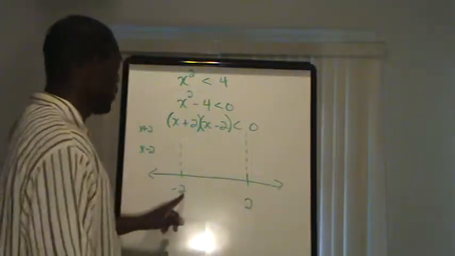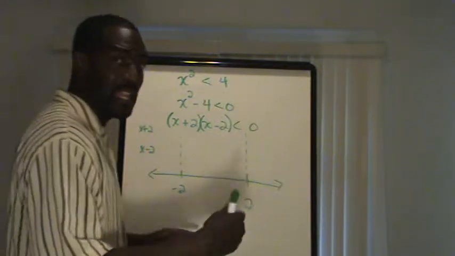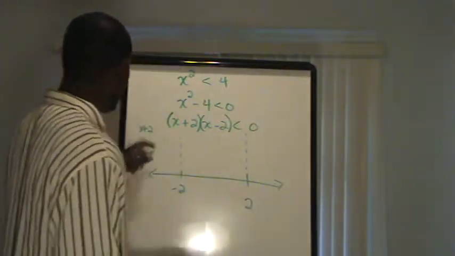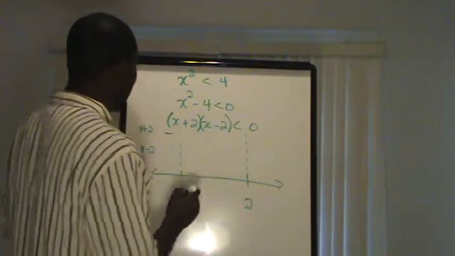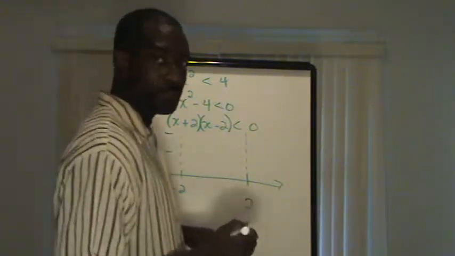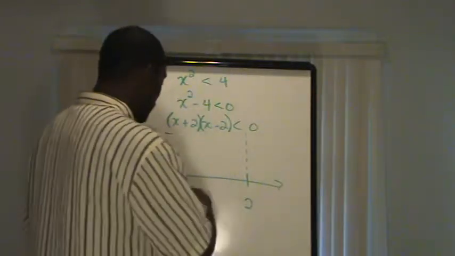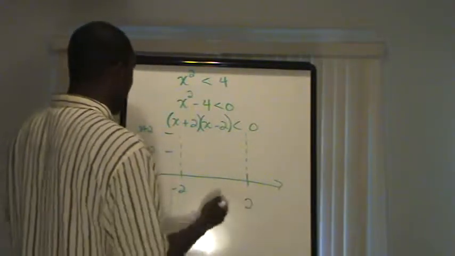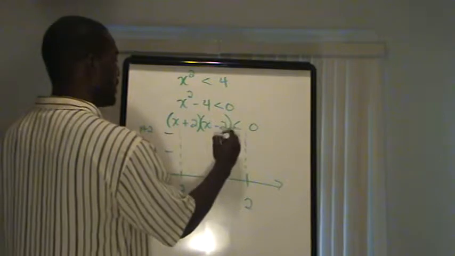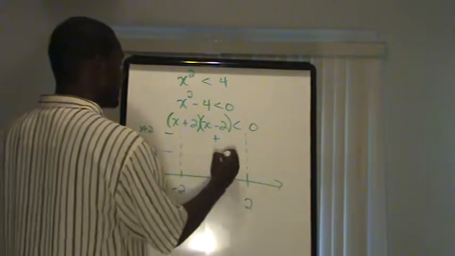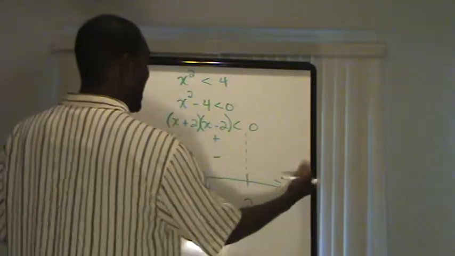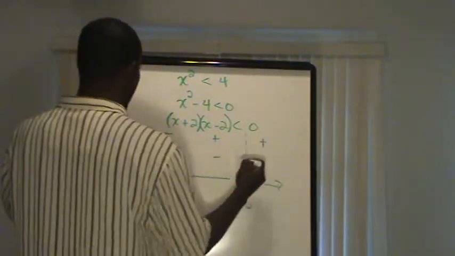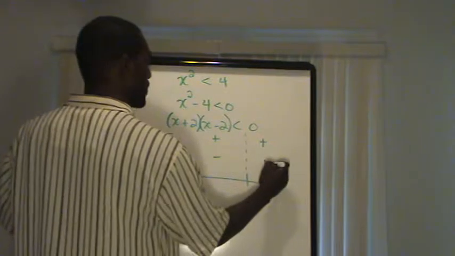So if I try a point to the left of negative 2, say negative 5, negative 5 plus 2 is a negative answer. Negative 5 minus 2 is also a negative answer. If I look at a number between negative 2 and 2 like 0, 0 plus 2 is positive, 0 minus 2 is negative. Choose a point to the right of 2 like 5. 5 plus 2 is positive, and 5 minus 2 is also positive.